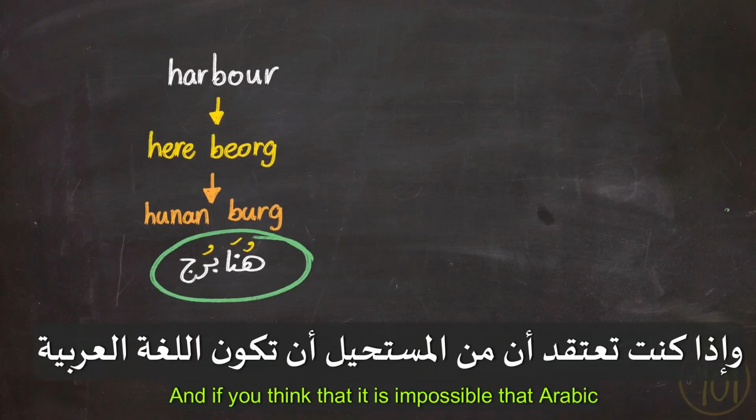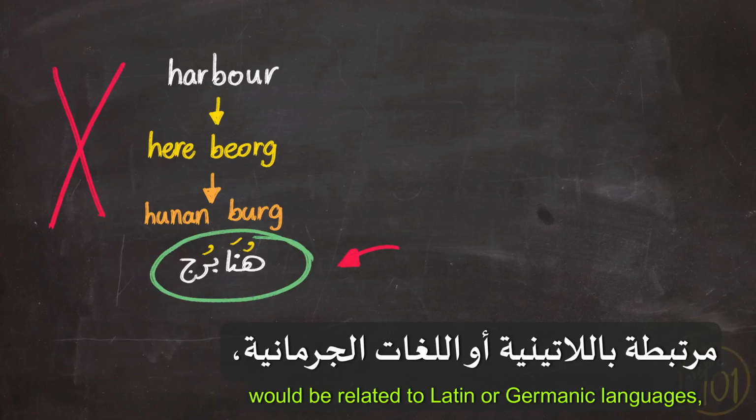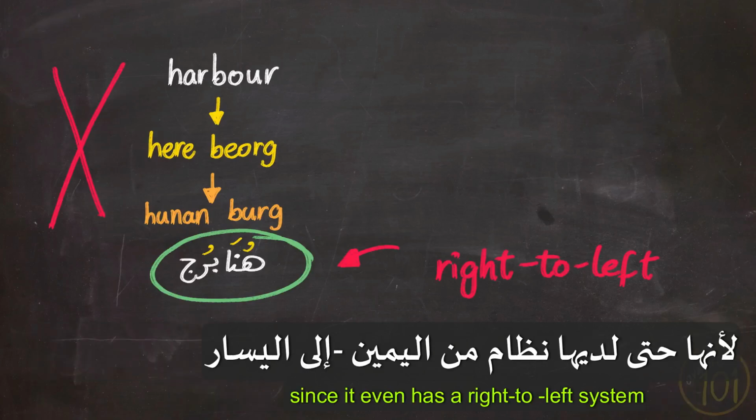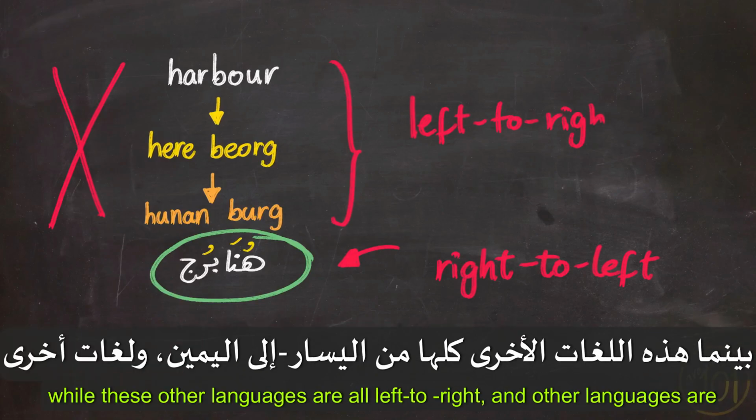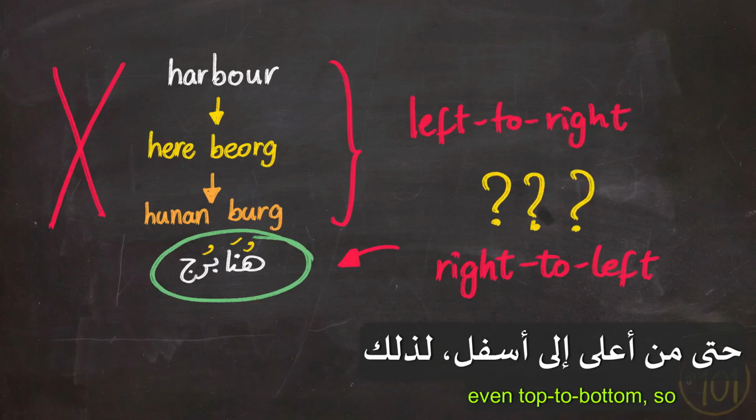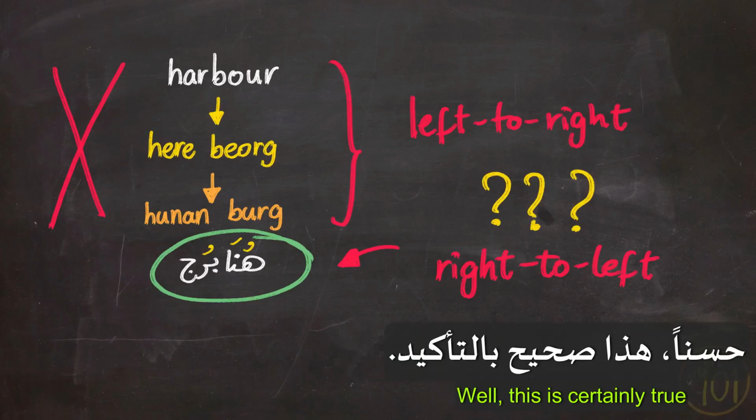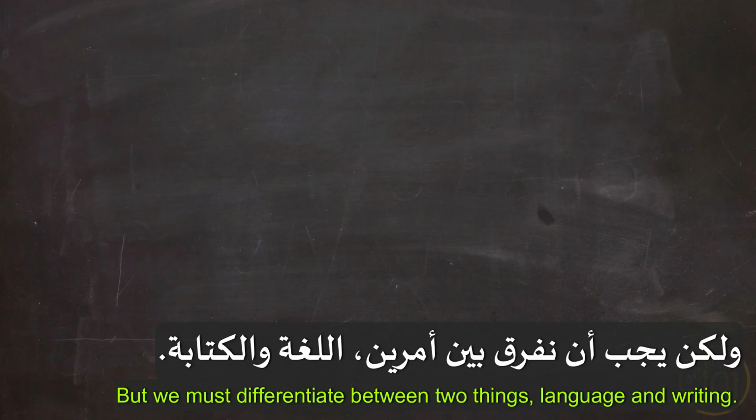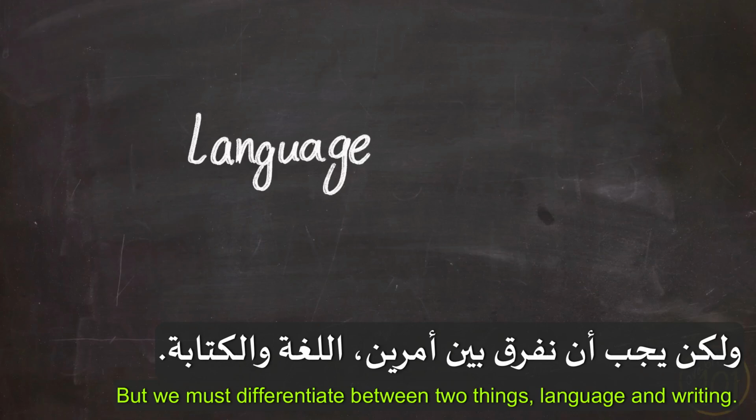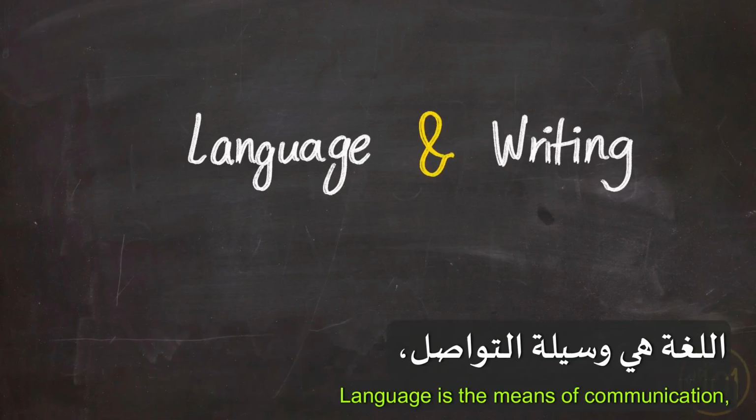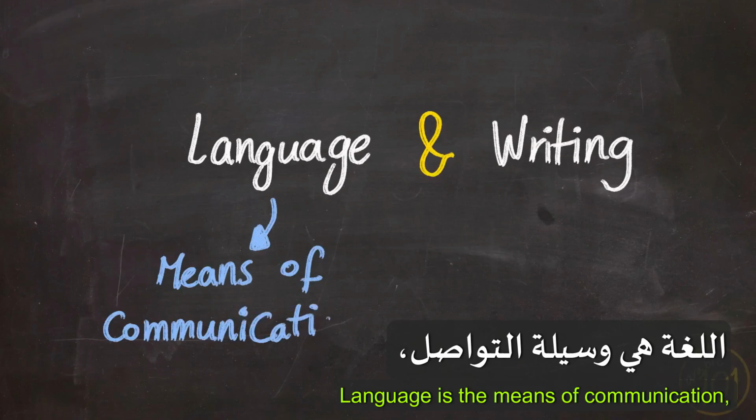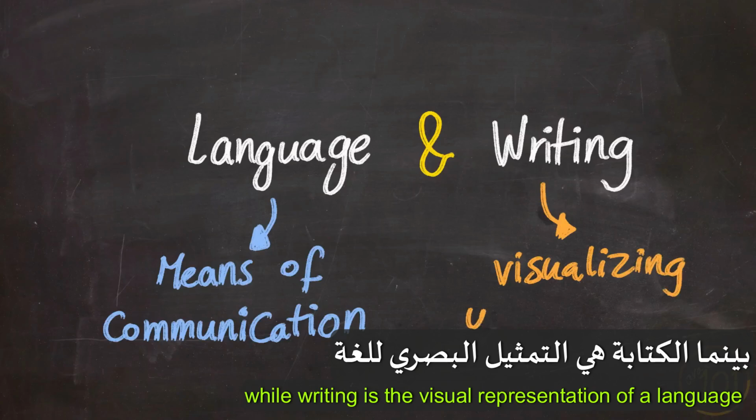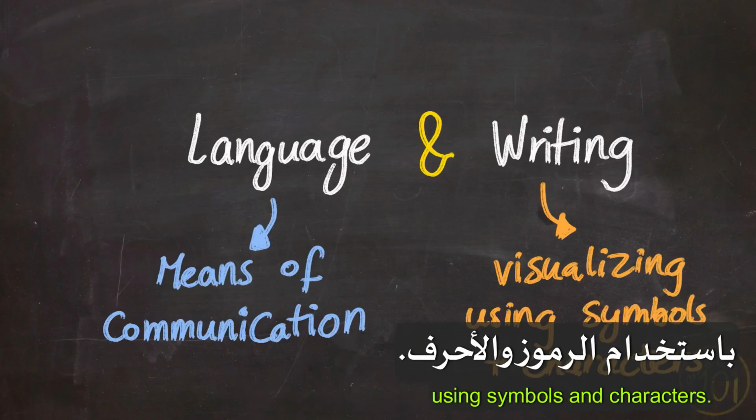And if you think that it is impossible that Arabic would be related to Latin or Germanic languages, since it even has a right-to-left system, while these other languages are all left to right, and other languages are even top to bottom, so this can't be right. Well, this is certainly true that Arabic is indeed different from that perspective. But we must differentiate between two things: language and writing. Language is the means of communication, while writing is the visual representation of a language using symbols and characters.